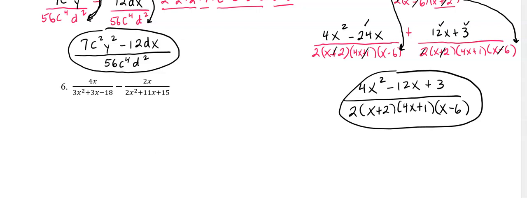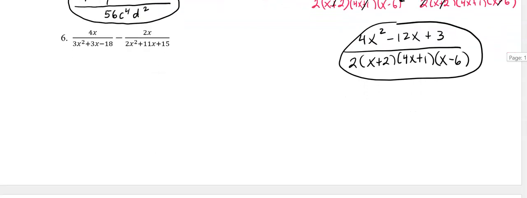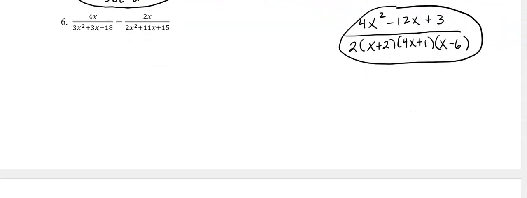And we are ready for number 6. All right, so number 6. Scroll down just a little bit. Factor again. So let's look at these denominators. I noticed that 3 is a GCF. Let's get that out of there first. And then let's see if we can factor more.